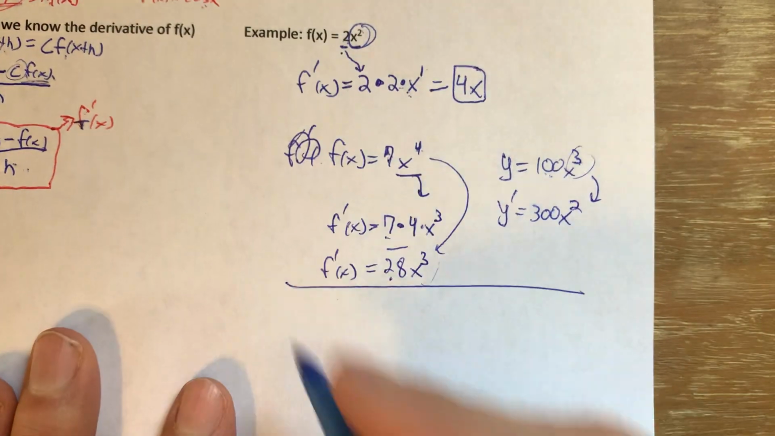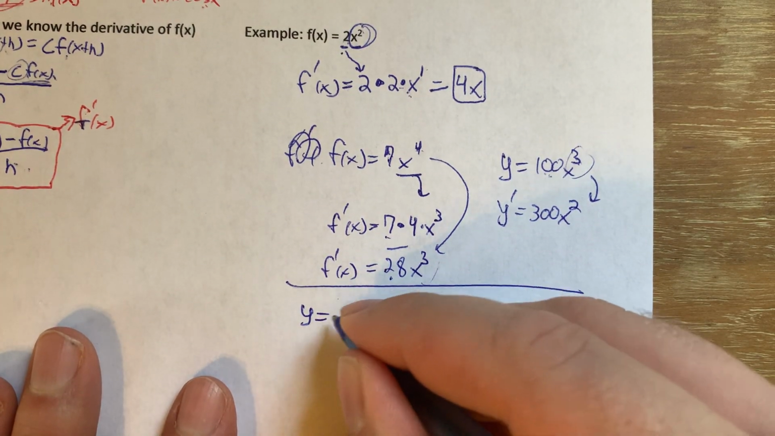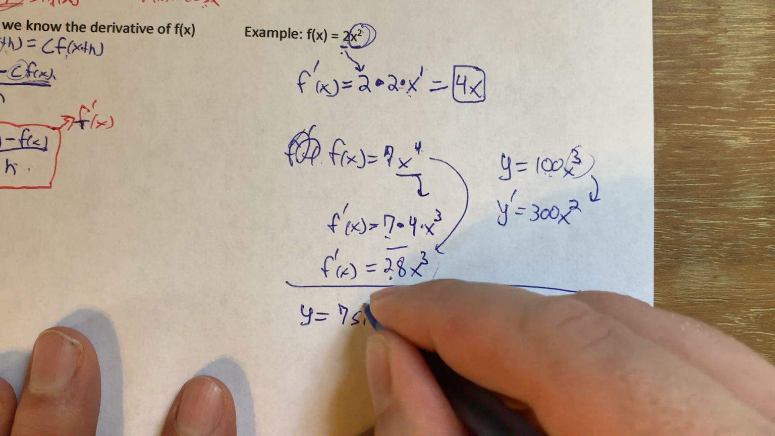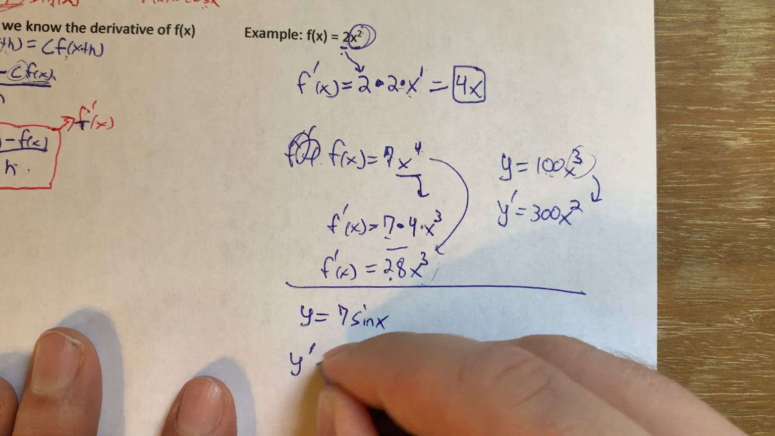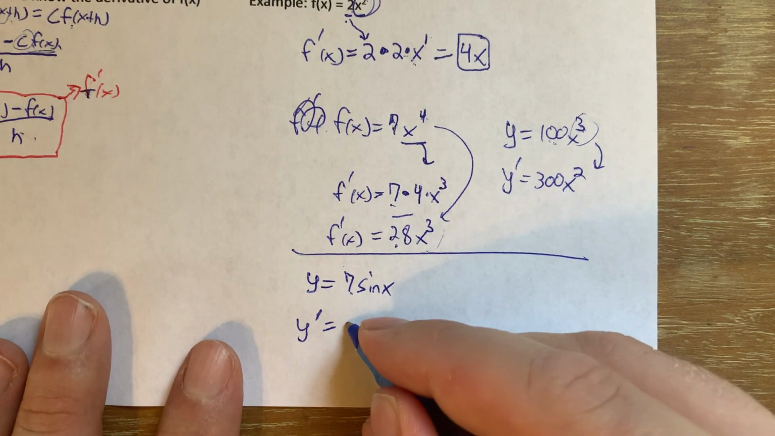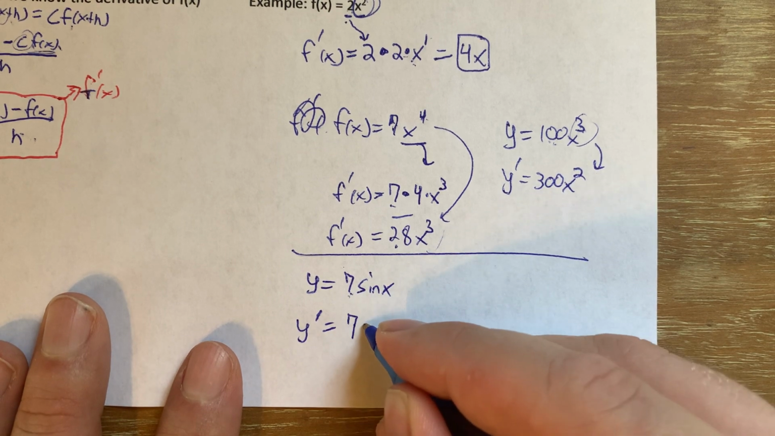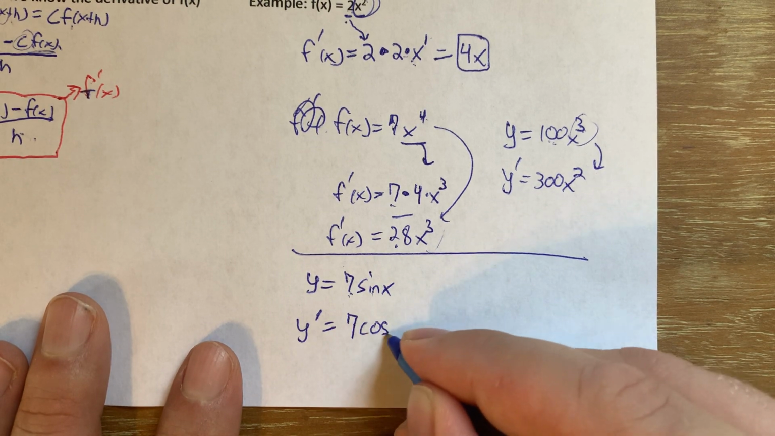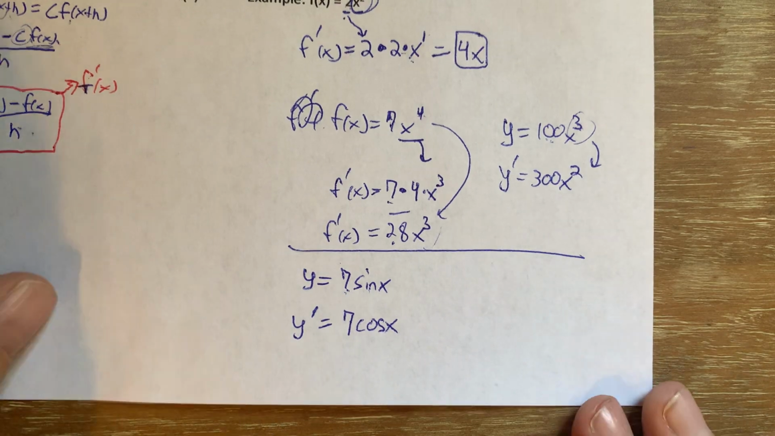One more, let's do that one we had up there. If y equals 7 sine of x, then what is the derivative? Y prime is, we leave the constant alone, and we multiply by the derivative of sine of x, which was cosine of x. That's it.